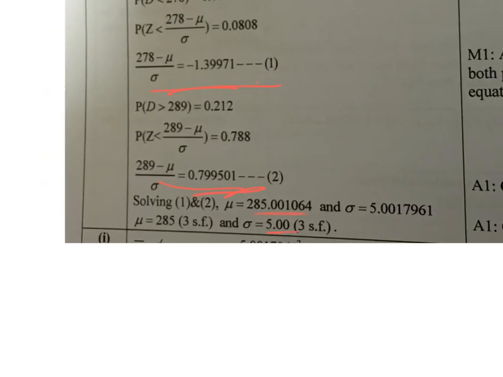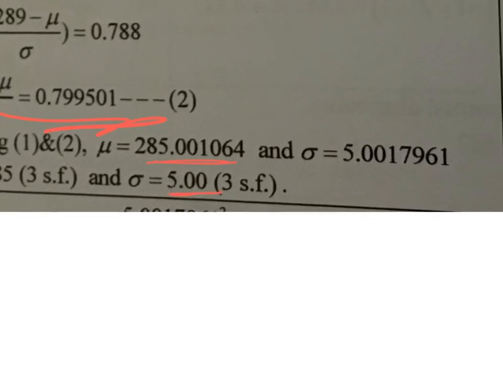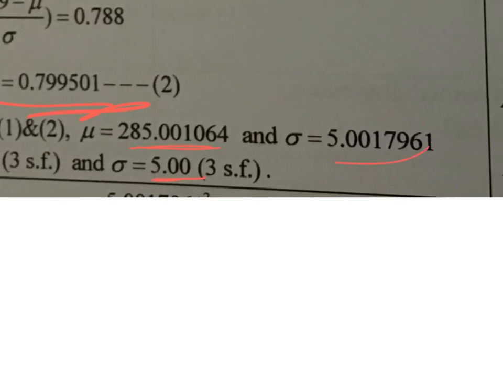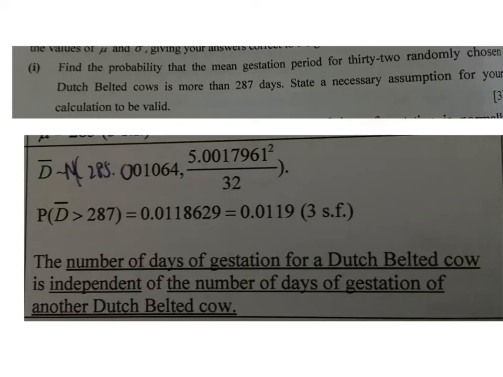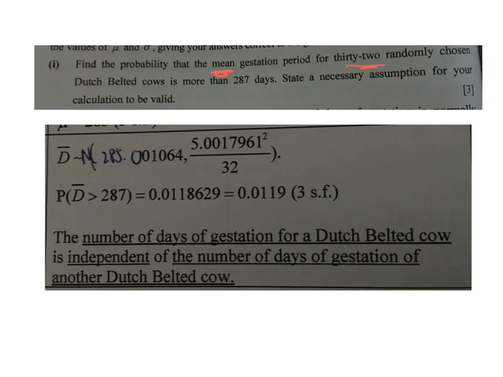Then let's go to the next part. You remember that here sigma is 5, but because sigma is going to be used later on, the one you should be using is this number. A lot of you actually end up using 5 for the next part, and this causes you to have some error carried forward. Let me show you later on. The next part, we need to find the probability that the mean gestation period for 32 randomly chosen Dutch belted cows is more than 287 days.